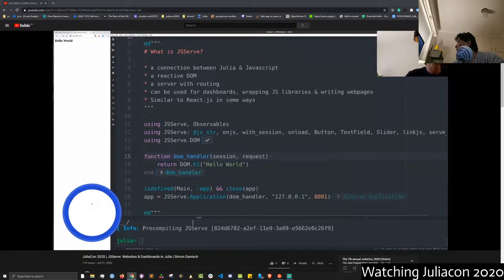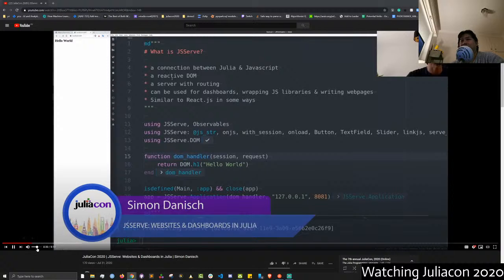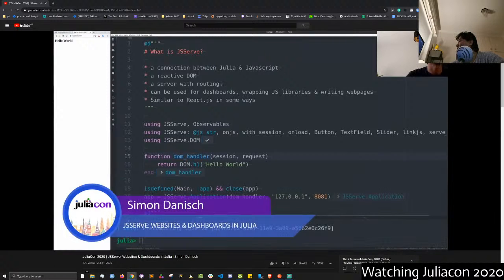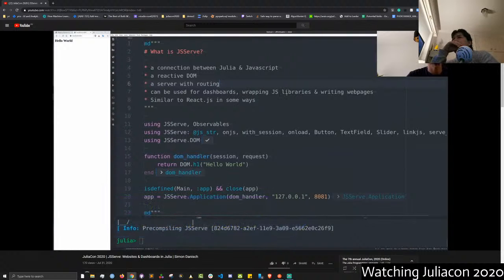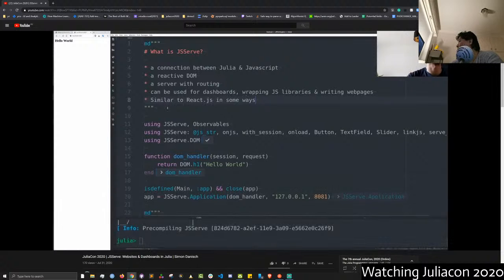So what is JSurf? I would describe it as a connection between Julia and JavaScript with a reactive DOM and a server with some routing. It can be used for dashboards, wrapping JavaScript libraries, and writing web pages. That's interesting. It has a similar scope to React.js in some ways, but it has quite a different approach and is of course not as mature and big and usable.